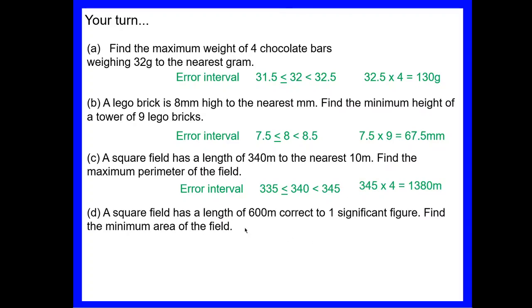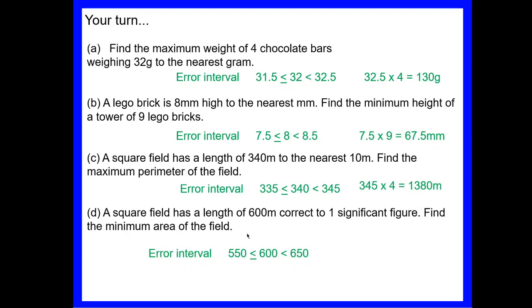And finally then, a square field has a length of 600 metres. So again, another square. Correct to one significant figure. Find the minimum. So our one significant figure, our first digit here, is in the hundreds column. Half of 100 is 50. So we're going to write our error interval as 550 less than or equal to 600, which is less than 650. And we want to find the minimum area.